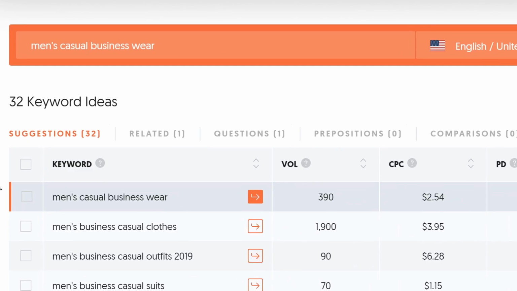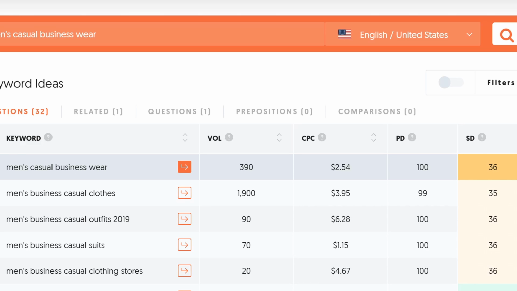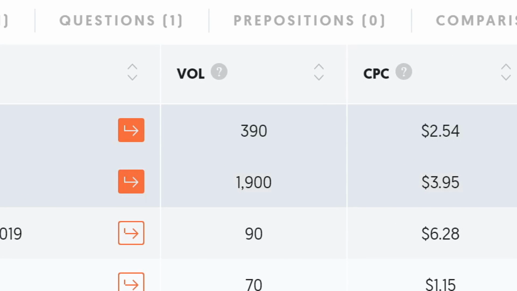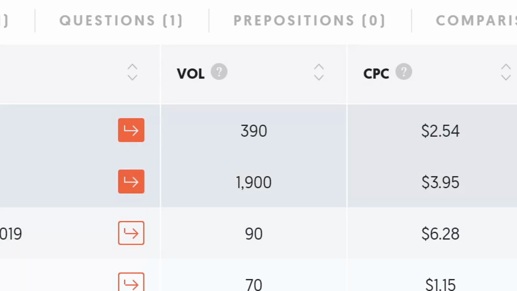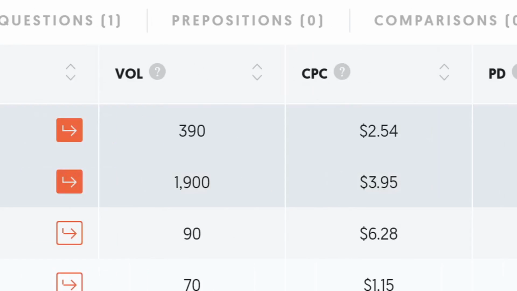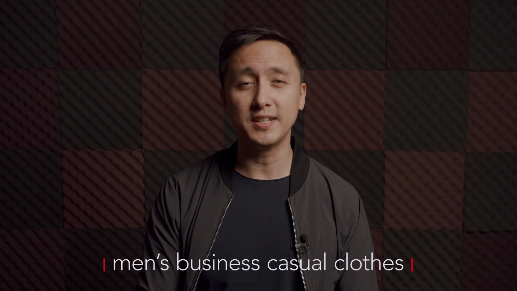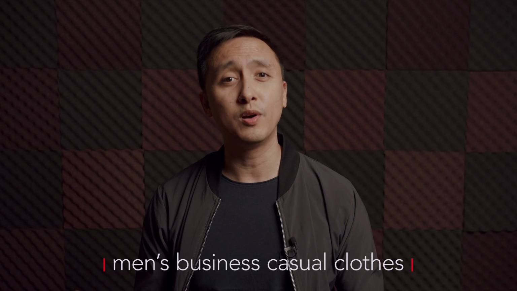So as we can see, the keyword phrase men's business casual clothes gets 1,900 searches per month, which is way more than the 390 searches per month that our original keyword phrase men's casual business wear gets. And with an SEO difficulty score of 35, that's actually one lower than our original keyword phrase. So this means that we should make videos based around the keyword phrase men's business casual clothes.